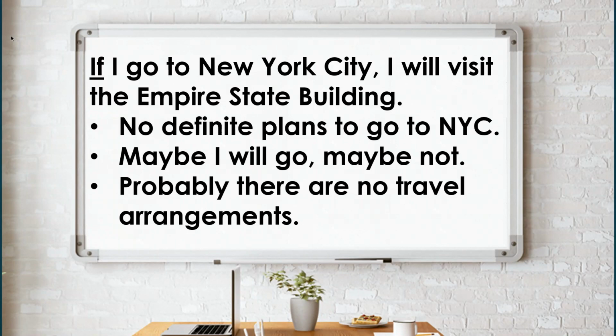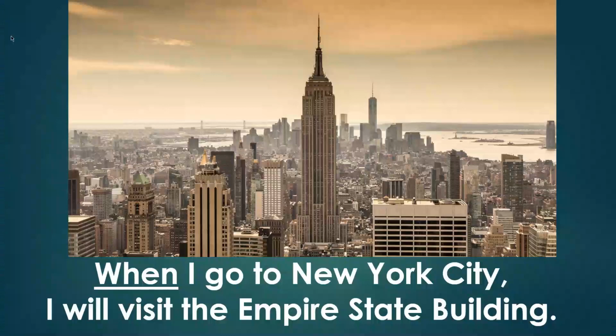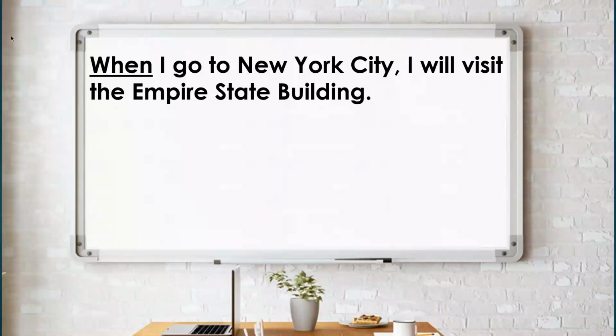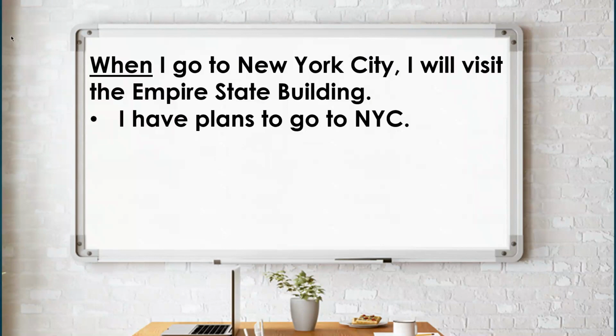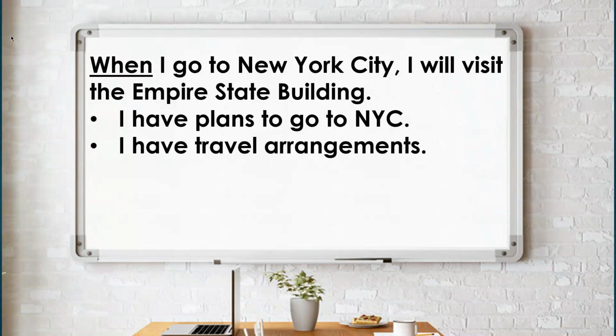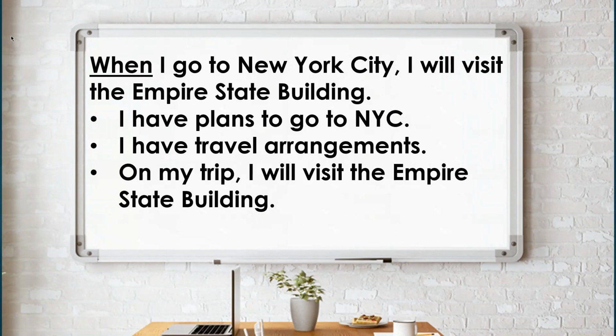It's just an idea. But if I say, when I go to New York City, I will visit the Empire State Building, saying when I go suggests that I have definite plans to go to New York City. Maybe I've made travel arrangements or I'm planning to make travel arrangements. And on my trip, I will visit the Empire State Building.